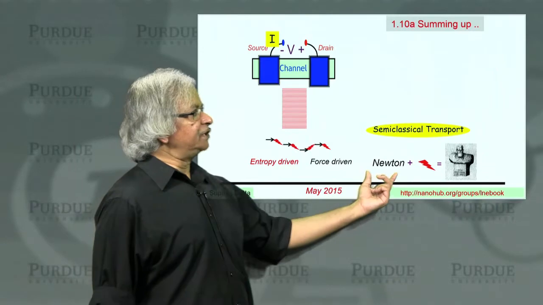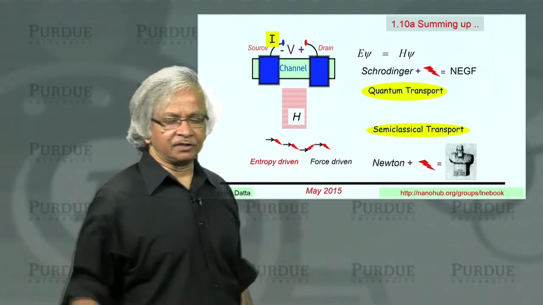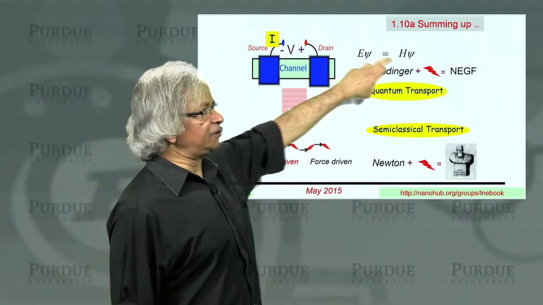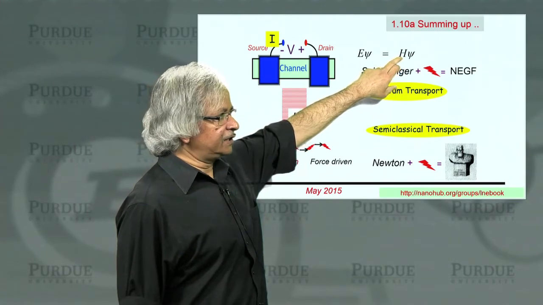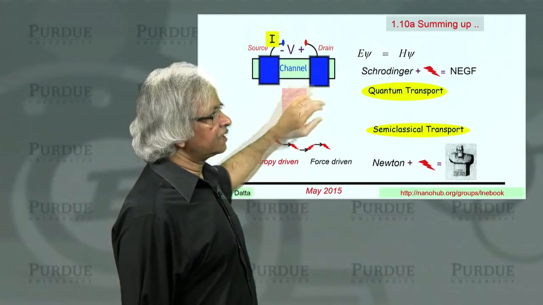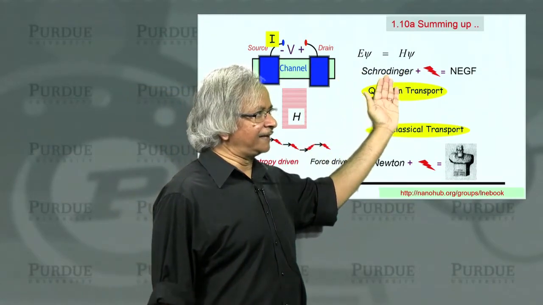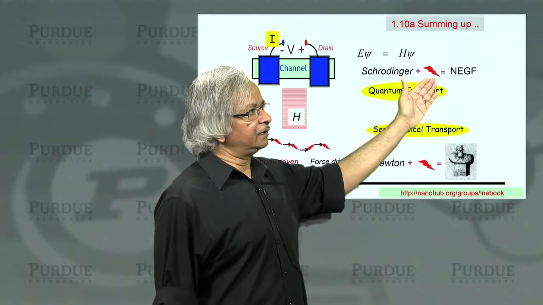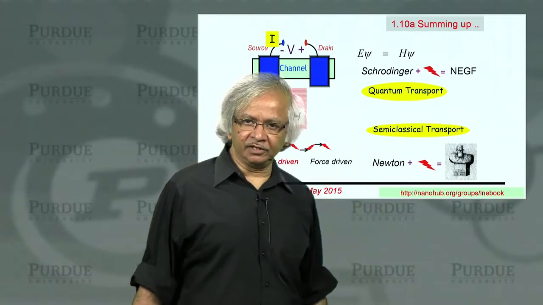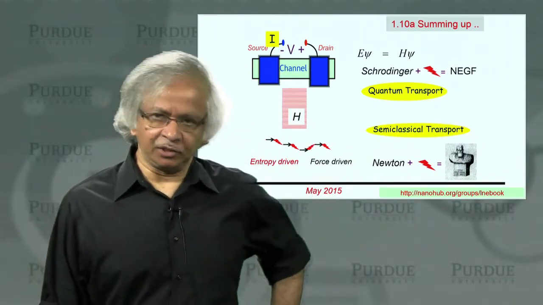Of course, instead of Newton's laws, we now have the Schrodinger equation that describes the wave nature of electrons. And that's this E psi equals H psi. And H is what describes the energy levels in the channel. And here again, we have to start from Schrodinger, but then that's not enough. You have to add these entropy-driven processes to the story, and that's this non-equilibrium Green's function method, which is what we'll be going on to in the next unit.